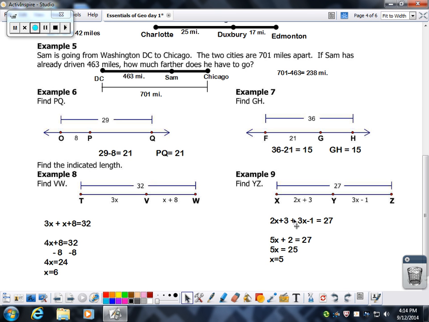Now again, this is not the final solution. It wants us to find YZ. In order to find YZ, we have to plug 5 back into the original problem. So we do 3 times 5 minus 1, which gives us 14. So YZ in total is going to be 14.